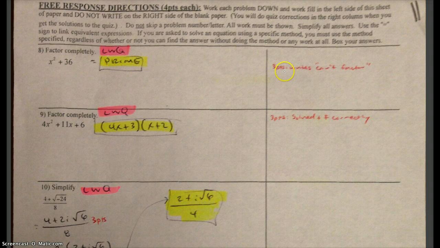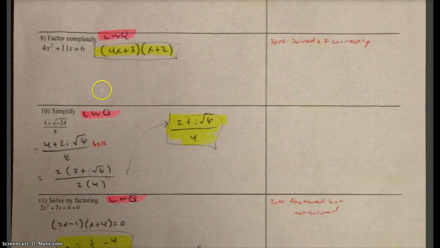Same thing as last week. If you wrote the words can't factor, or not factorable, you got 3 points. We write the word prime. Question number 9, last week's quiz. If you factored it correctly and solved, meaning you set these equal to 0, that's the wrong directions. So I give you 3 points out of 4.